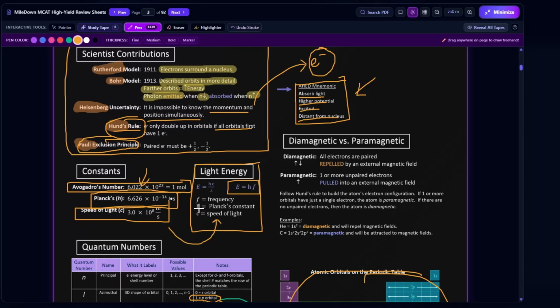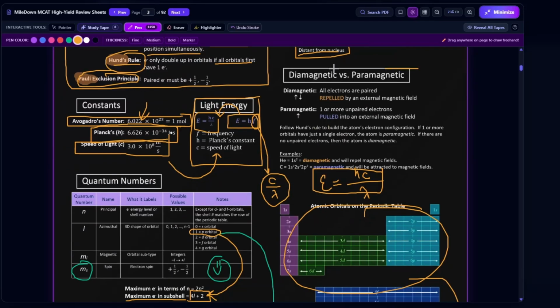So energy equals HF, and F, frequency, is also equal to C over lambda. This is how you derive the equation you see here. So E is equal to HC over lambda. That's how you get this larger equation from E equals HF. Since F is equal to C over lambda, if you incorporate that into here, it becomes HC over lambda, right?